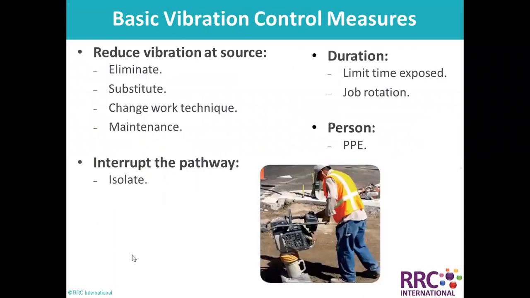Now, what are the basic vibration control measures? Like we discussed earlier, reduce vibration at source: eliminate, substitute, change work technique, maintenance. Otherwise, interrupt the pathway, like isolate. And the next is the duration. That means put some administrative controls like limit time exposed, job rotation, or even the last ultimate solution, the PPE. So these are some of the basic vibration control measures.